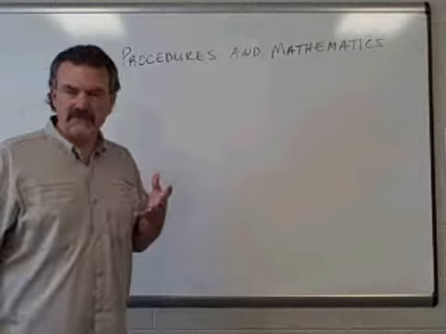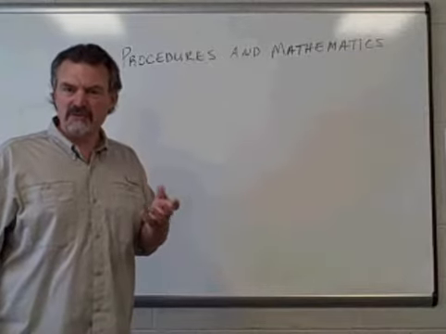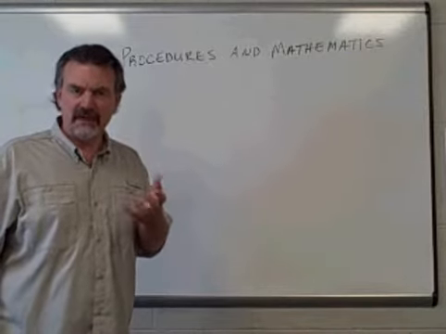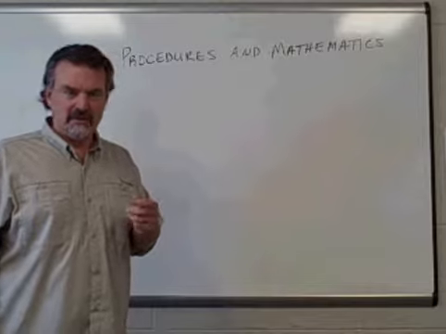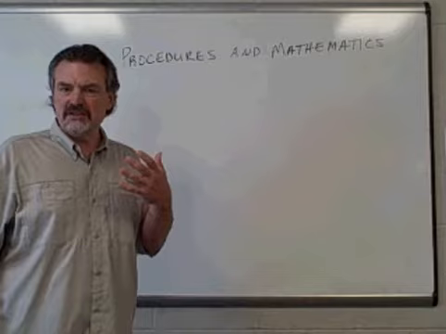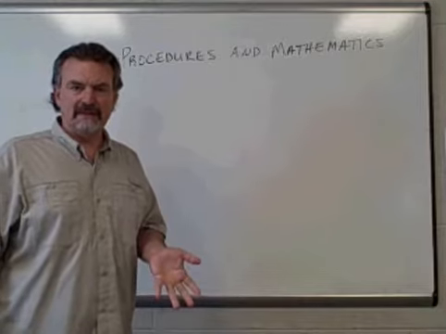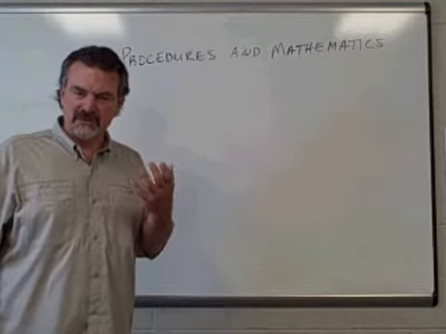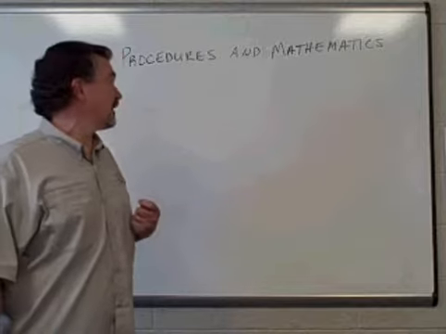There's declarative knowledge. Those are facts. Those are what type of things. What's the capital of Ohio? What is 2 plus 2? Those are examples of declarative knowledge.